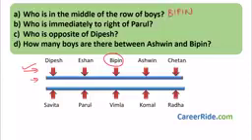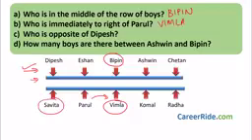Who is immediately to the right of Parul? Immediately to the right of Parul is Vimla. So answer is Vimla. Who is opposite to Dipesh? Savita, right? Answer is Savita. How many boys are there between Ashwin and Bipin? This is Ashwin, this is Bipin. 0 boys are there between Ashwin and Bipin.